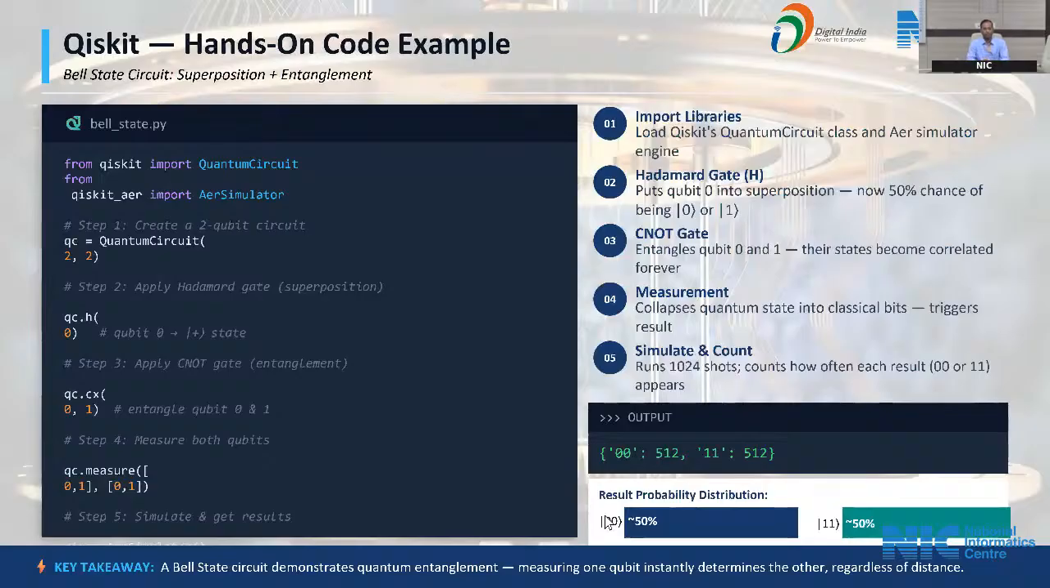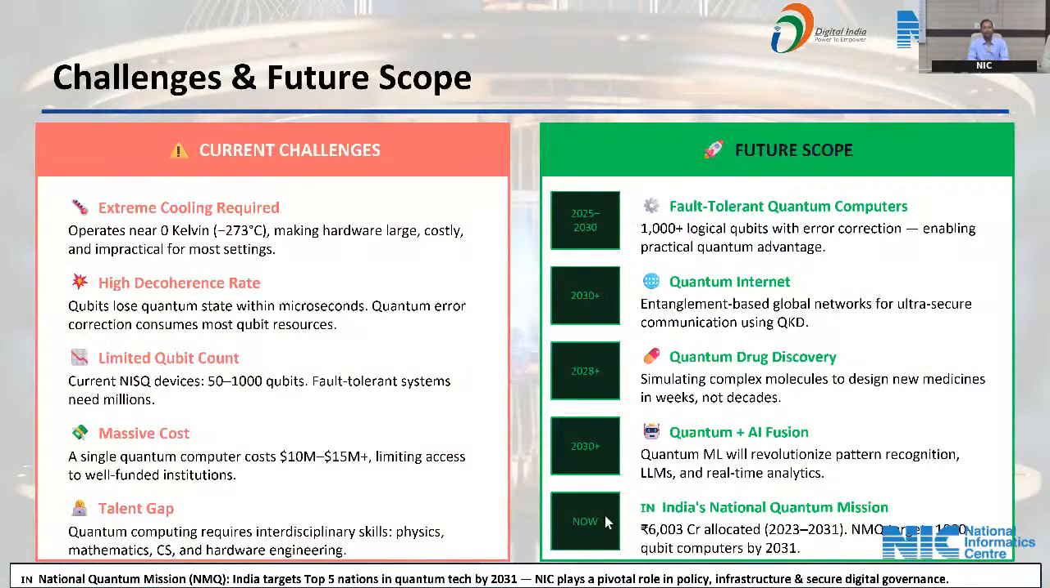This is a snippet of a Python program based on a Qiskit circuit. Here we have to import the quantum circuit and the simulator, and then we can write the program. Any gate like the Hadamard gate or the CNOT gate can be used, and how to measure, how to simulate, and how to count the output. All those activities can be done.